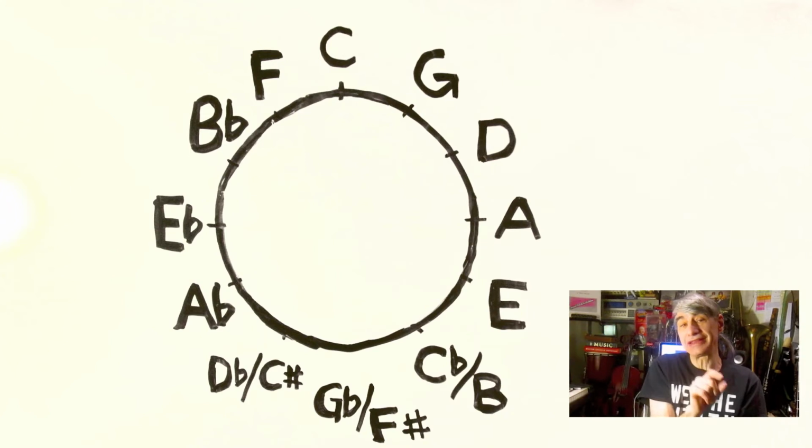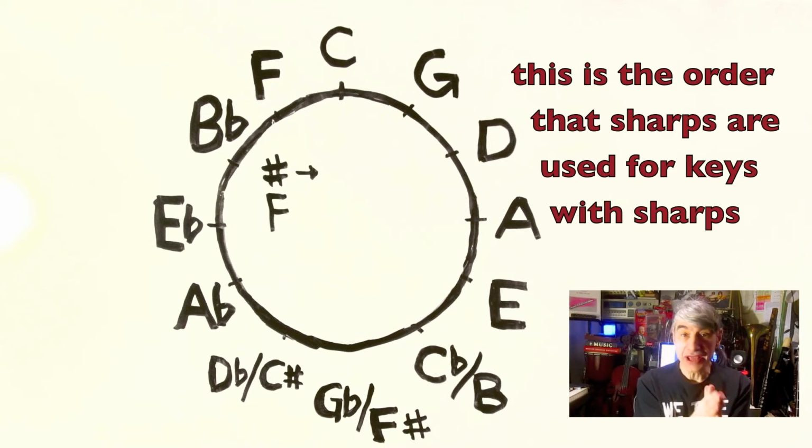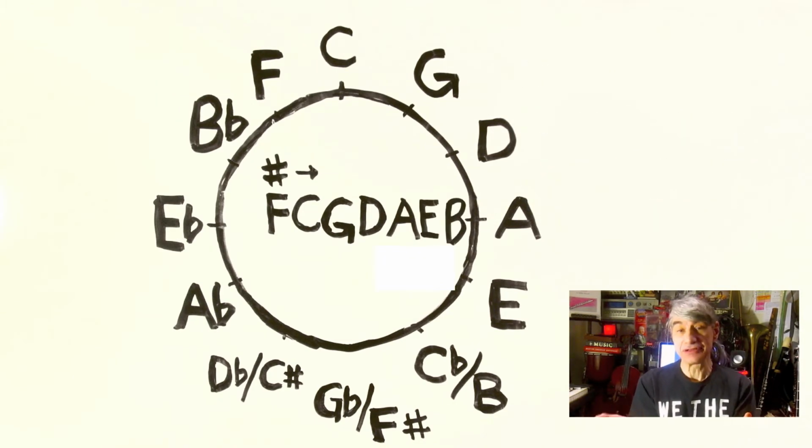So sometimes we take these letters and we put them in the middle of the circle of fifths. First there's the F, and then there's the C, and then there's the G, and then there's the D, and then the A, and then the E, and then finally the B. The B is the last note to get a sharp, and it only gets that in C sharp major. The F is the first note to get a sharp, and it is a sharp note in all the keys that need sharps.